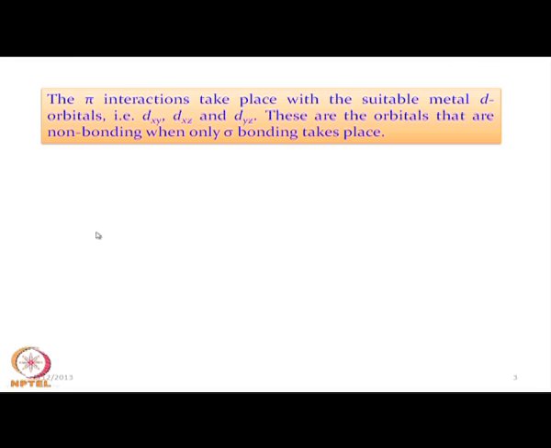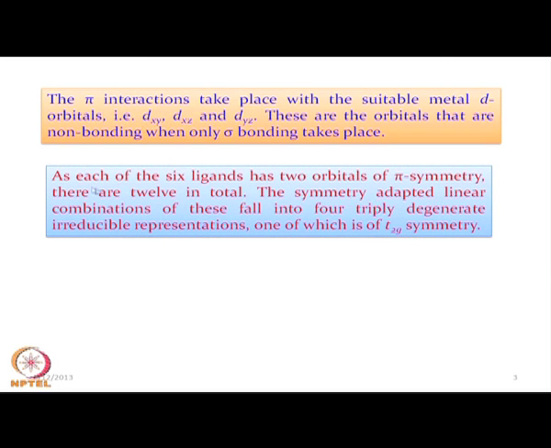When we come to pi bonding interactions, they are of different symmetry, perpendicular to the bonding axes. So, they will not remain as non-bonding when we consider interactions of pi type. Each of the 6 ligands therefore has 2 orbitals of pi symmetry, and there are 12 in total. The symmetry adapted linear combinations, that means the SALCs of these, fall into 4 triply degenerate irreducible representations, one of which is of T2g symmetry.